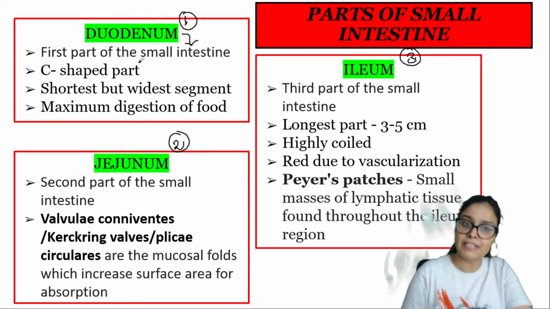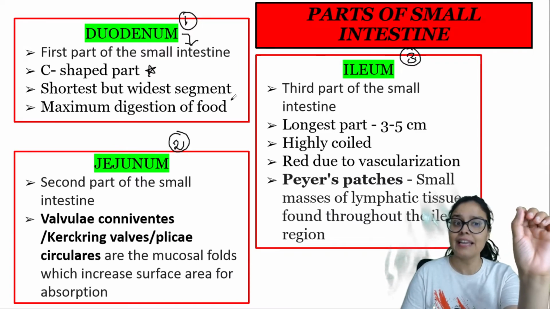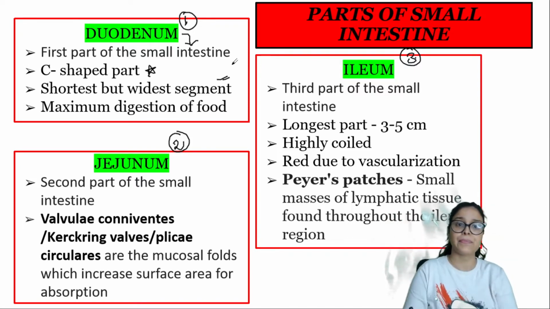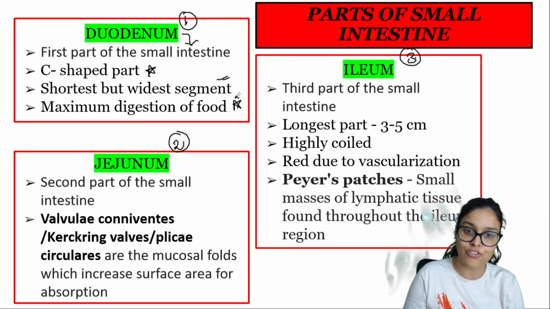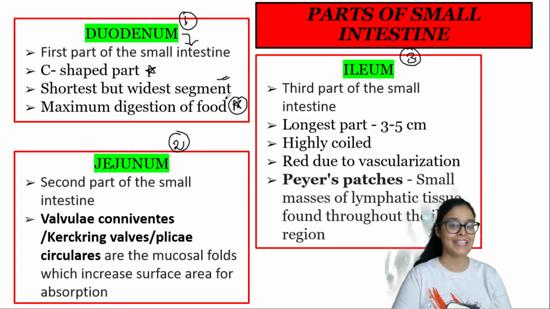So duodenum is the first part of small intestine, C-shaped, NEET question. It is shorter in size but widest, means wider diameter, the widest. And maximum digestion of food happens here in the whole alimentary canal, important.